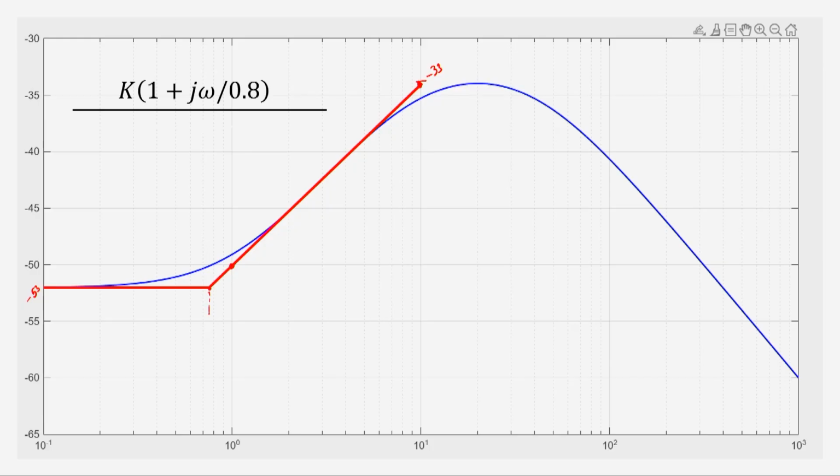Okay. Now, what is this factor? Now, look at this point. So, what is the corner frequency here? Corner frequency is this point, right, if I am drawing the asymptotic Bode plot.